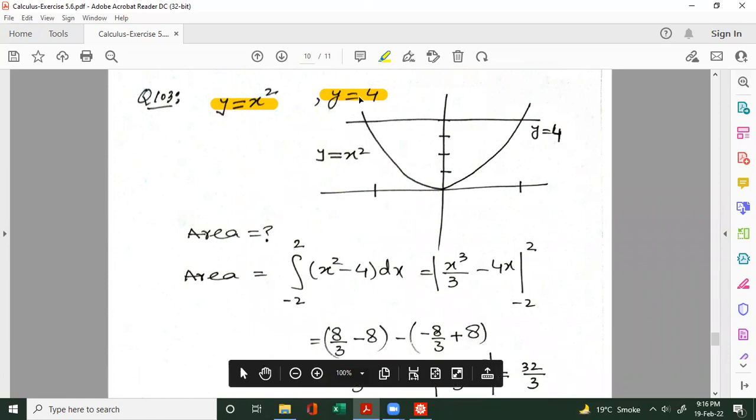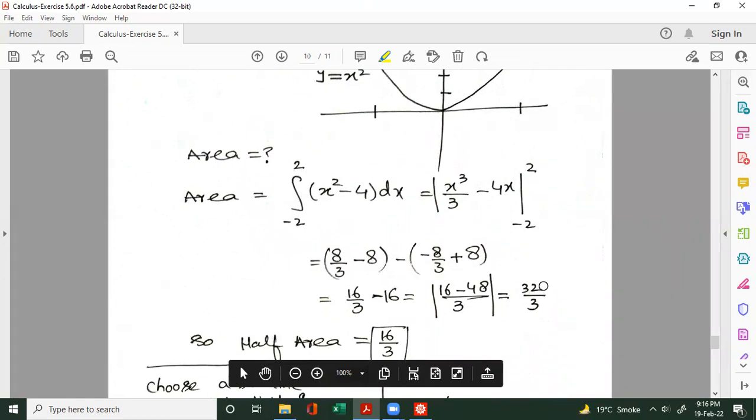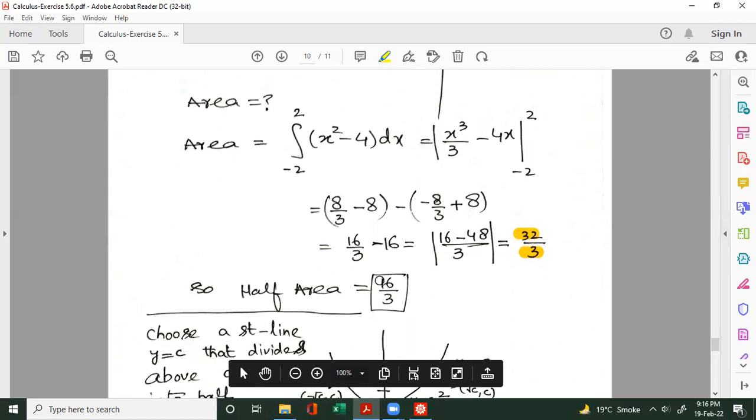How? Put y equal to 4 here. As you put y equal to 4, x square equal to 4, and the values of x will be -2 and +2. So subtract these two curves: subtract 4 from x square and integrate it from -2 to 2. Our area is 32 by 3, but we are interested in the half area. Half of 32 by 3 is 16 by 3.